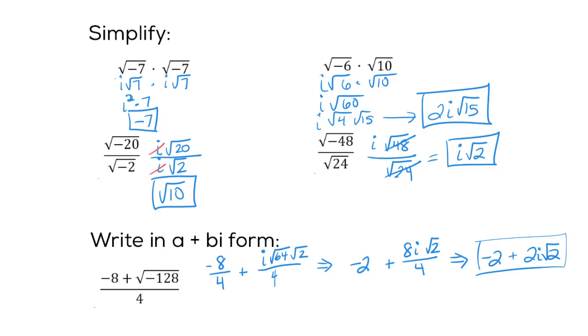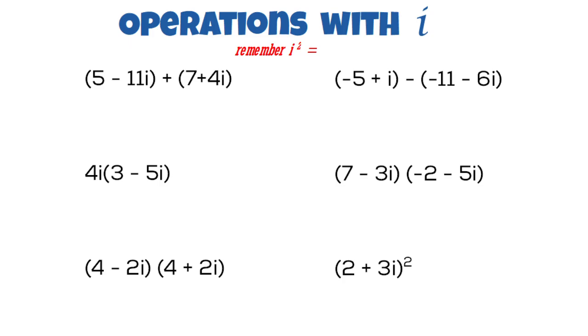All right, let's try some operations. Let's work with some operations on i. Again, remembering right here, i squared is always equal to negative 1. If I'm going to come across an i squared, I'm going to convert it to a negative 1. I kind of look at i's almost like they're just x's. You're doing operations the same way.